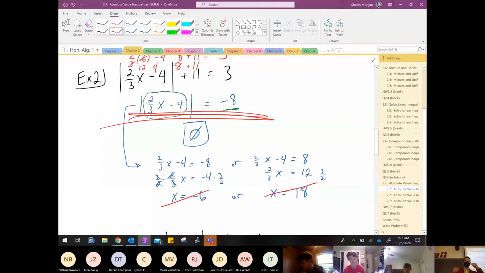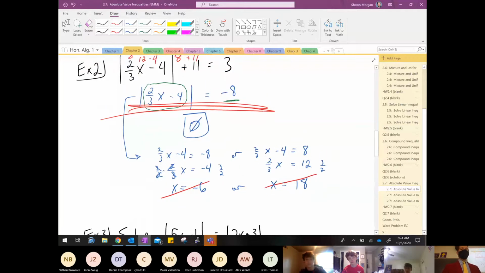And it's actually kind of nice. Anytime you get an equation where you're told that the absolute value expression equals a negative number, just stop right there and say, no, it doesn't. No solution. There is no such number. Okay, all right, questions about example 2? Example 2 is kind of a little bit of an outlier, right? Kind of a weird one.